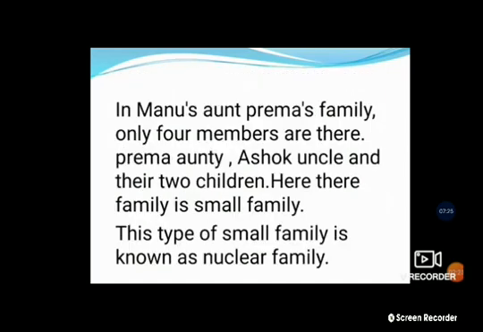So in Manu's aunt Prema's family, only 4 members are there: Prema aunty, Ashok uncle and their 2 children. Their family is a small family. So Manu's aunt's family is a small family. This type of small family is known as a nuclear family because of only 1 or 2 generations.